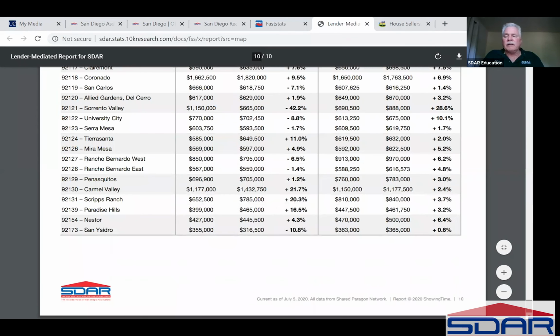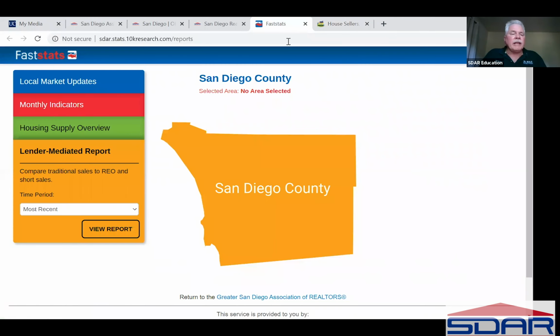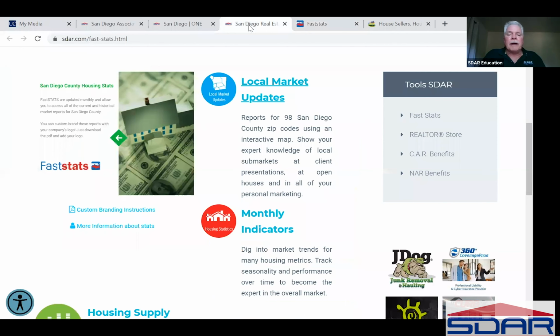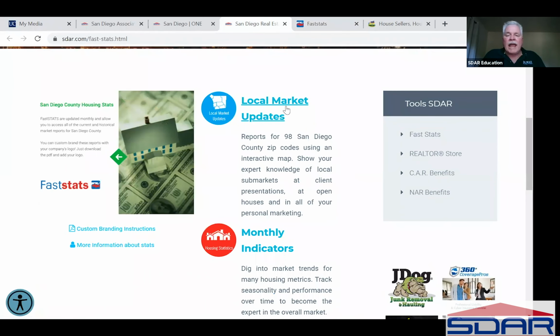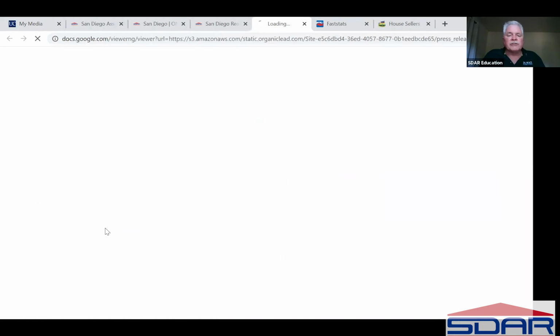I think I'm going to finish that one off. Let me pull up my chart again. Remember, I got all 4 of these: local market updates, monthly indicators, housing supply overview, and lender mediated reports, by going to this link on the SDAR website. Again, I can click on any of these to get to the same place. Right down here, anonymous, right here where it says custom branding instructions.